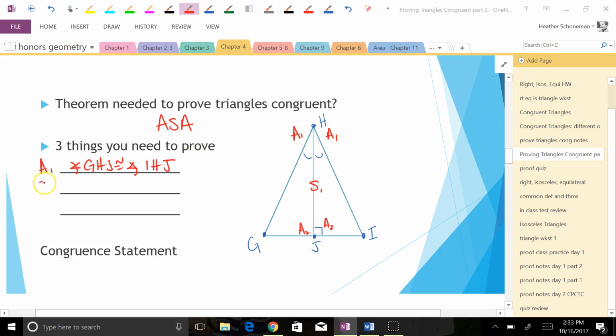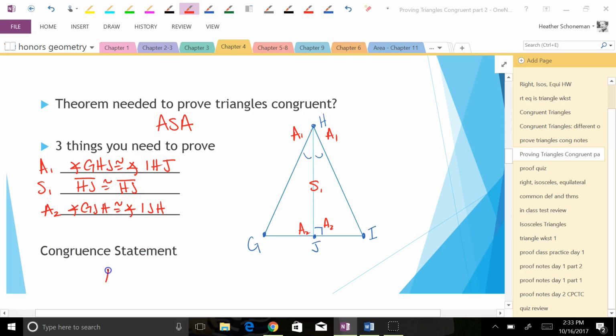Okay, the side in the middle. Well, with the reflexive property, it's congruent to itself, so I'm going to match it. HJ is congruent to HJ. And last but not least, the second angle. Again, if I said J, you wouldn't know if it's a left or right or both of them, so I need to use three letters. So for the first one, I'm going to say angle GJH. And the second one, I'm going to say angle IJH.